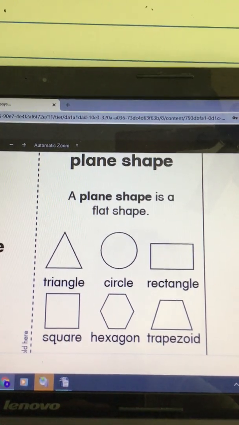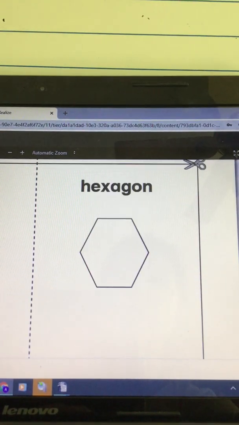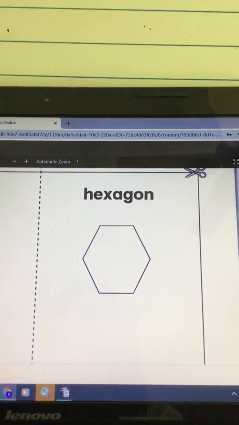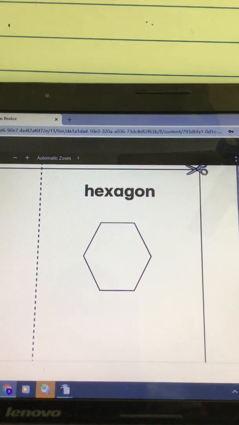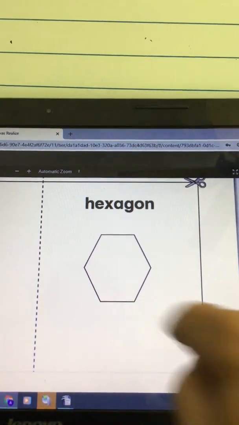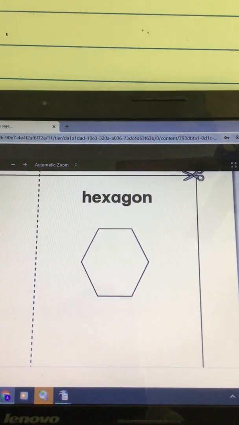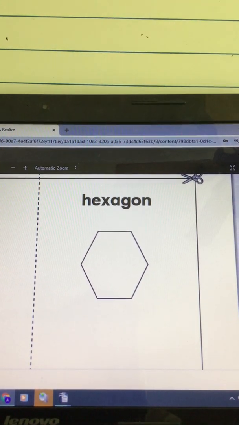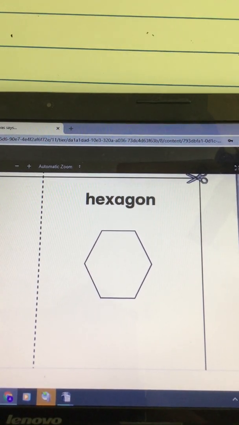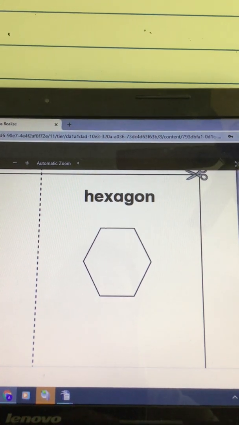Another word we're going to work on is hexagon. So this shape right here is a hexagon. It has 6 sides. 1, 2, 3, 4, 5, 6. Another word for sides is straight lines, and you will hear us talking about that during our math lessons in the next couple weeks. So this is a hexagon. It has 6 sides or 6 straight lines.